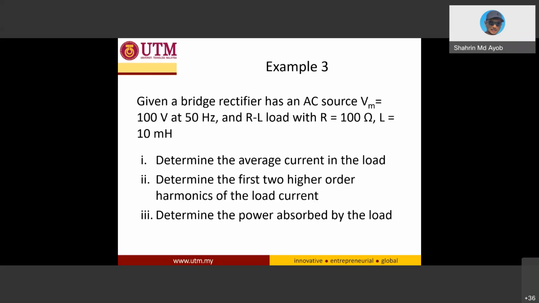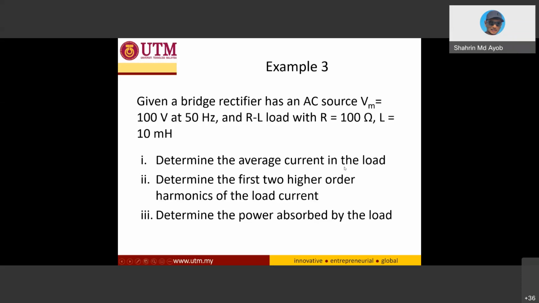The second question is a calculation based on these chapters, but narrowed down to the half wave rectifier with RL load, or inductive load. So I think that's all that I can share right now.